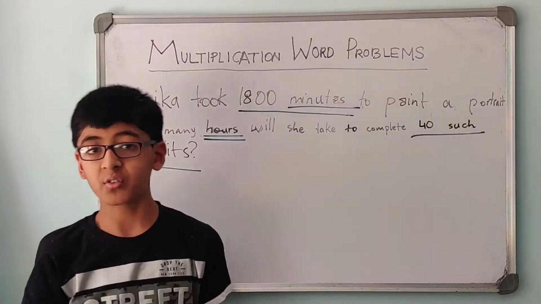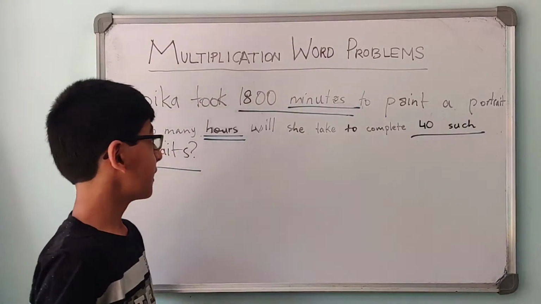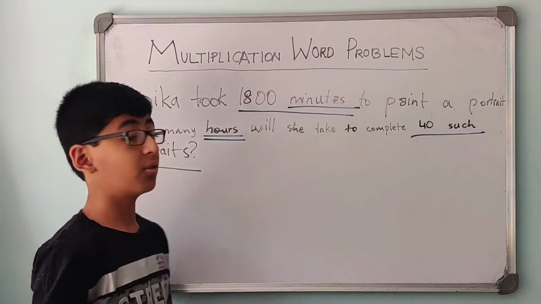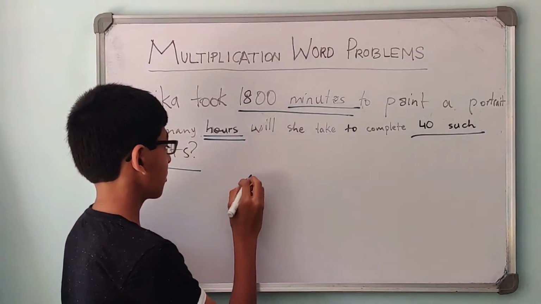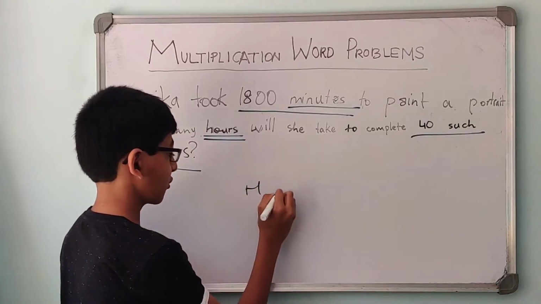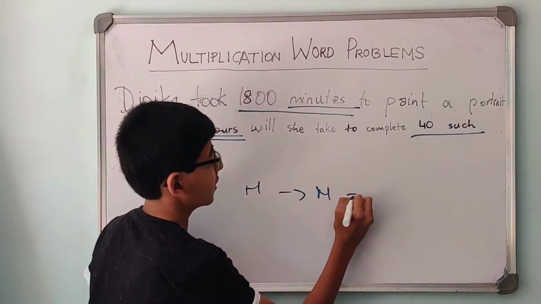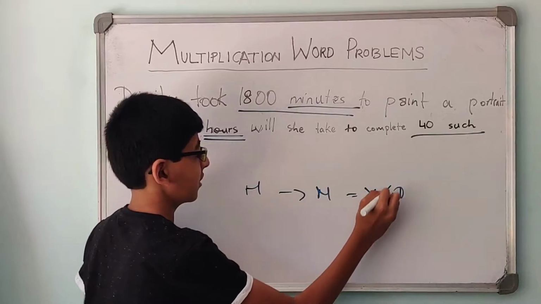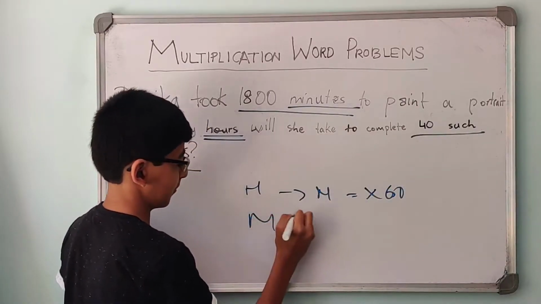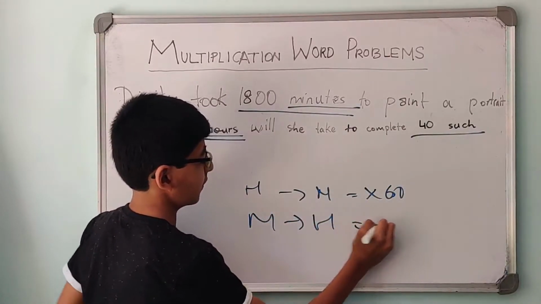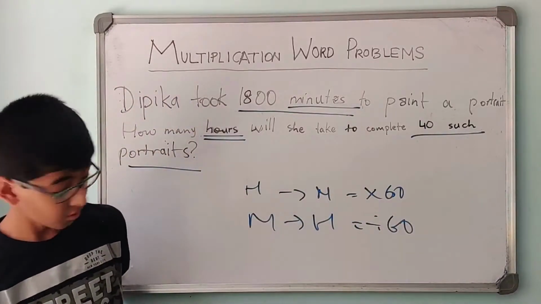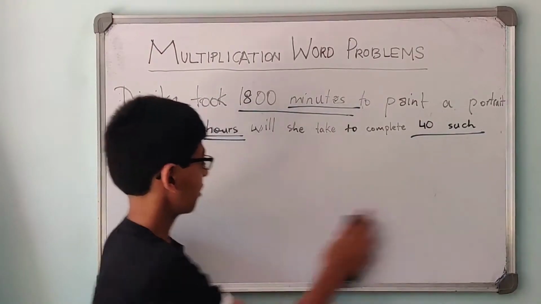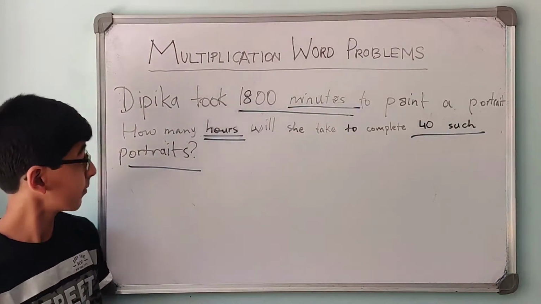So for the total, first we are going to get it in minutes only. Then we have to convert it to hours by dividing by 60. Converting from hours to minutes, we multiply by 60. And if we convert minutes to hours, we divide by 60. So now let us solve the question.